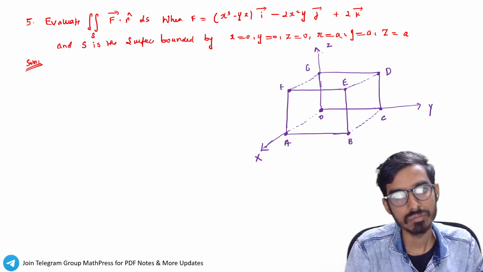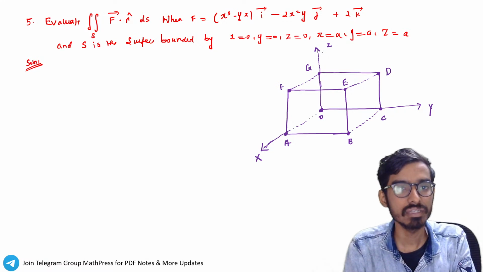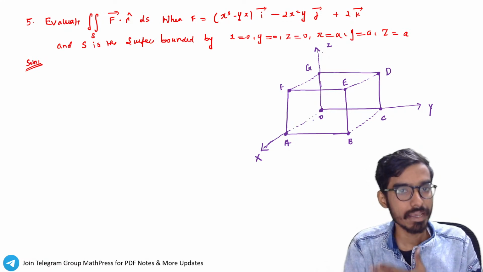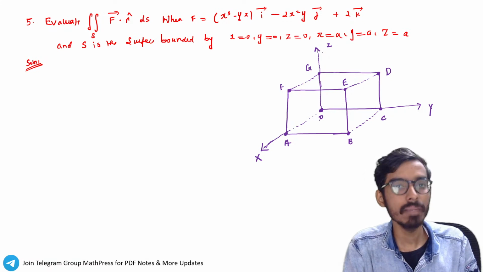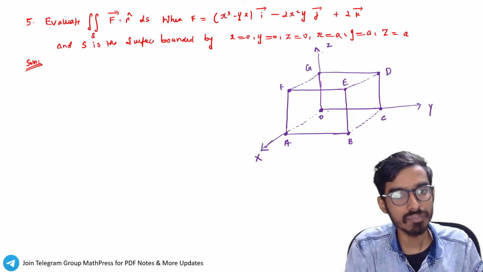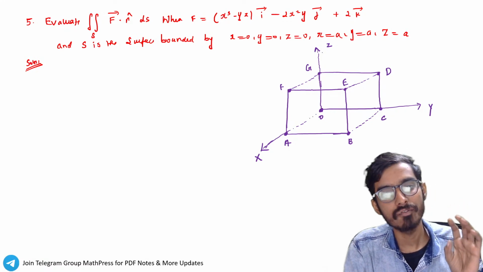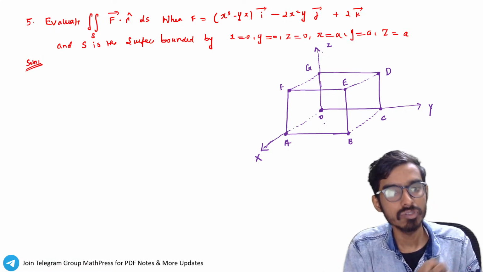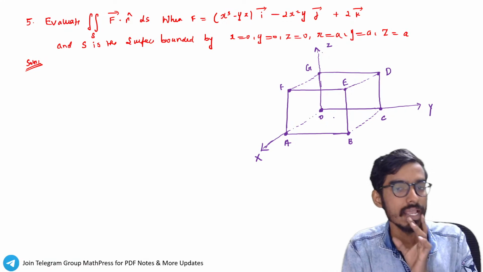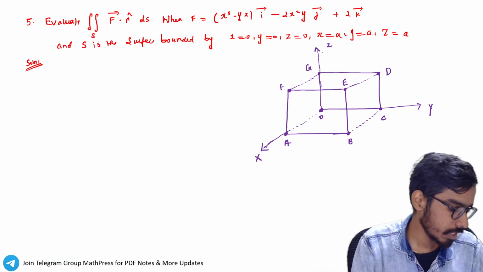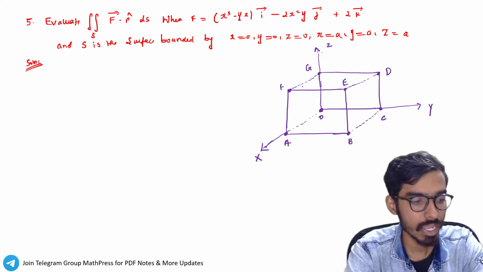So how many surfaces are here? There are 6 faces, right? The 6 faces are the 6 surfaces here. For each surface we need to find n cap. Usually n cap is del phi by modulus of del phi, but here we don't know n cap, so for each surface we will find it. Front, back, right, left, up, down. For each of the 6 faces you need to integrate separately, then add them all up to get the surface integral, right? I'll do it one by one. First I'll draw a table, then I will explain.